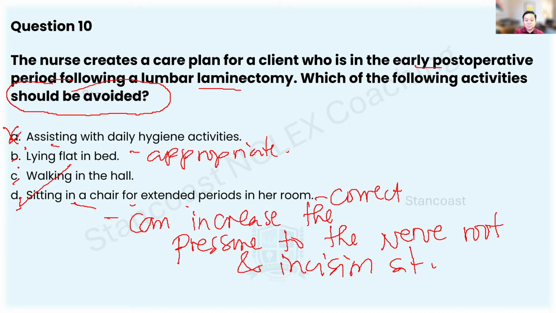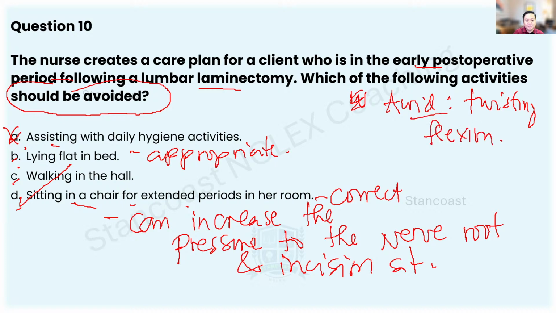This is appropriate. It is not going to put stress onto the spinal cord, or the spinal column rather, okay? So here, guys, what to avoid here? Avoid twisting, flexion. Those are the things that we should teach our patient. Avoid twisting and flexion. So putting them in a flat position in bed as needed is not going to cause problems to our patients. So we are going to eliminate this one.